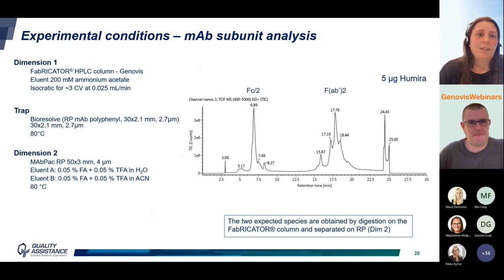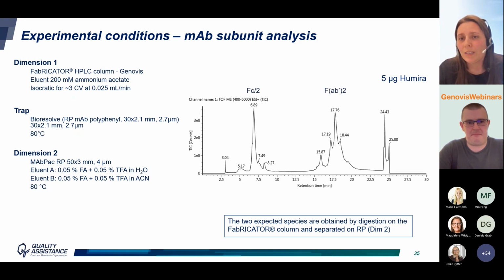Dimension 1 is the FabRICATOR HPLC column from Genovis with the elution with ammonium acetate. And we have to send a flow really slowly, so we use 0.025 milliliter per minute for 3 column volumes. Then we have a trap column, which is again the BioResolve, and we use the MAbPac column on second dimension with reverse phase conditions.